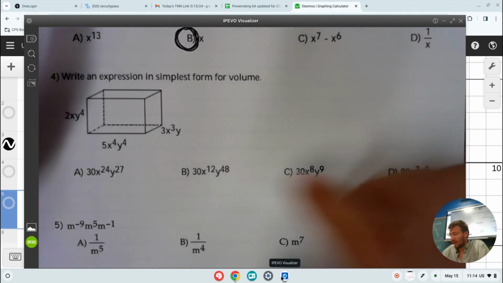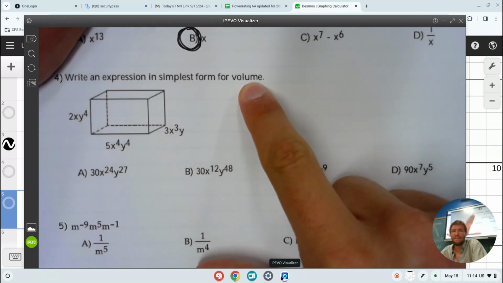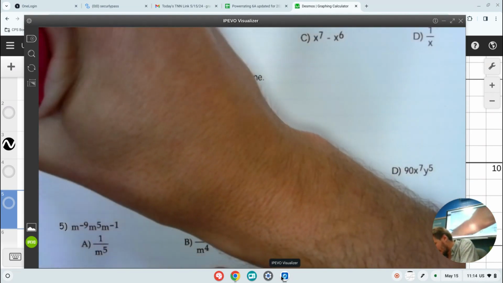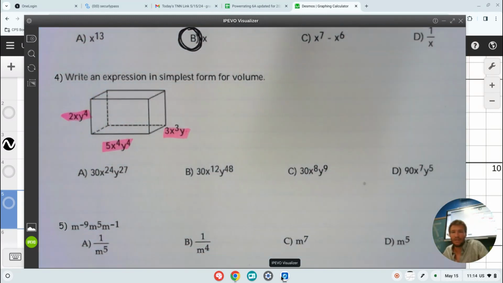So write the expression in simplest form for volume. And you might be thinking, I don't remember the formula for volume. Basically, I see 3 things here, right? I see this is the height, this is the width, and this is the length, or it doesn't really matter what you call them, but I see 3 pieces there. And with those 3 pieces, somehow we got to combine them together.